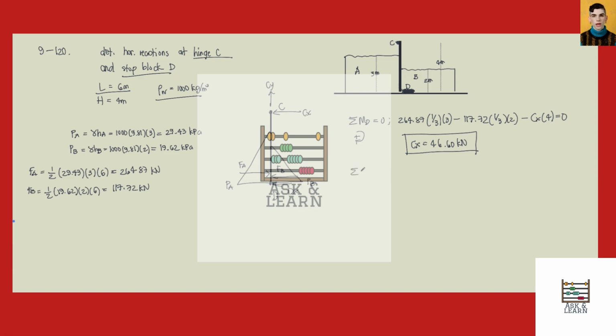And we can do a summation of forces horizontal, which is equals to 0. We have 264.87 minus 117.72 minus 46.6 minus Dx, which is equals to 0. So our Dx is equals to 100.55 kilonewtons.